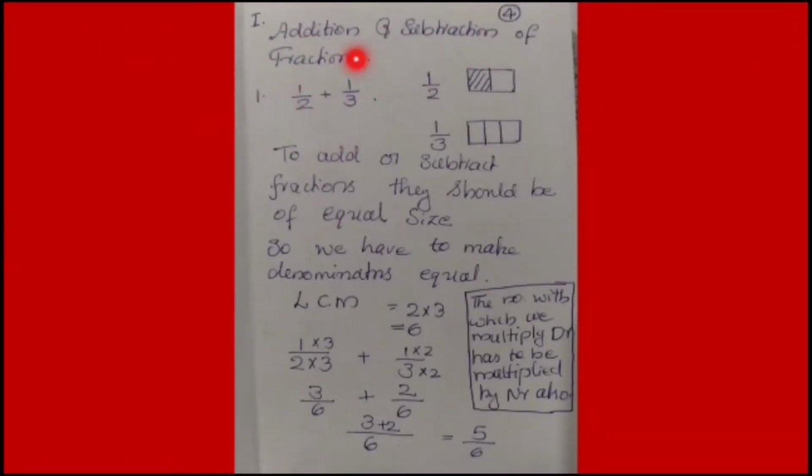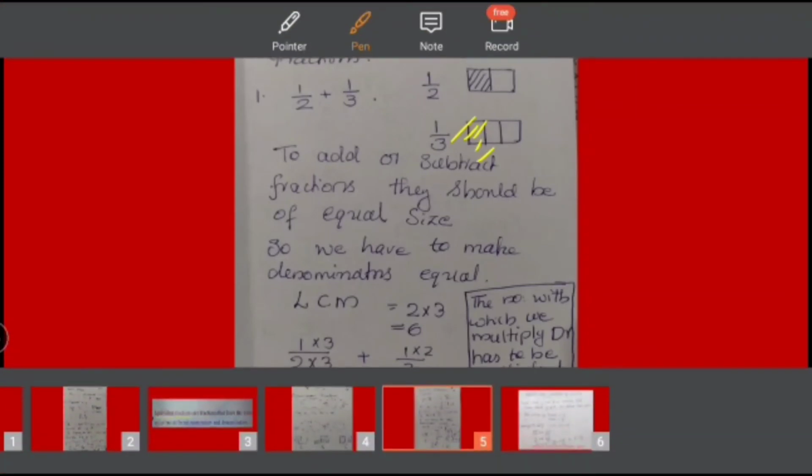See here, today we are going to study addition of fractions. First example, 1 by 2 plus 1 by 3. This is a pictorial representation of 1 by 2. I had taken a rectangle and I had divided it into 2 parts. One part I have shaded. So, in order to represent this shaded part, we can use 1 by 2. One part is shaded out of 2 parts. Here 1 by 3, one part is shaded out of 3 parts.